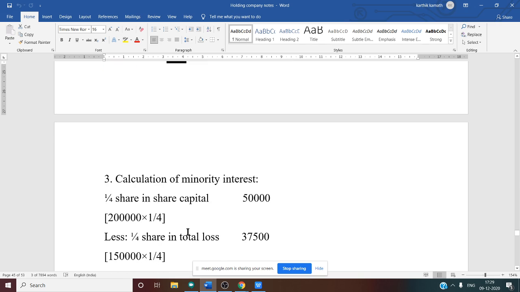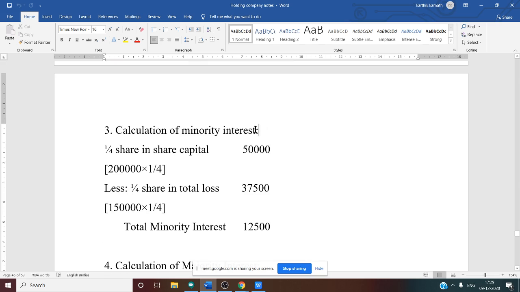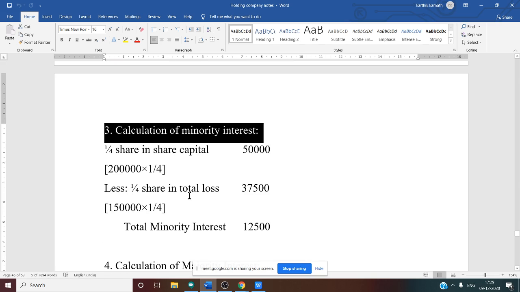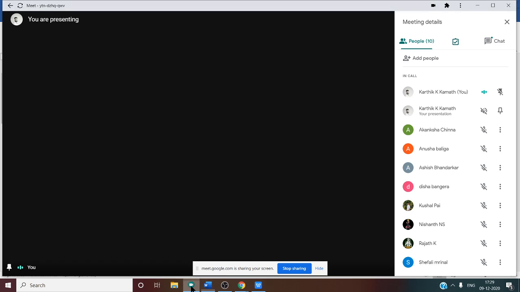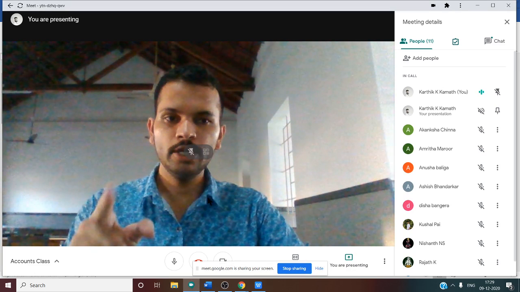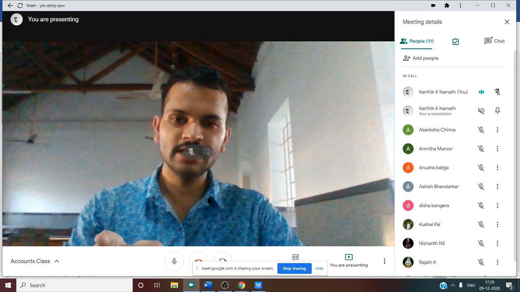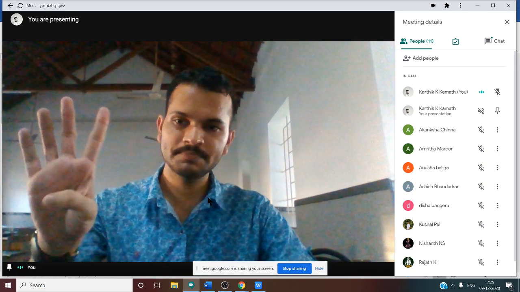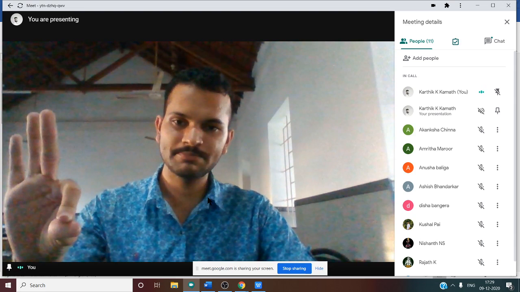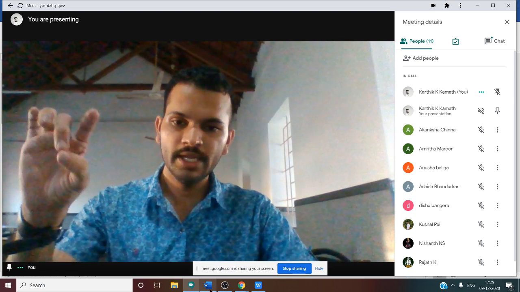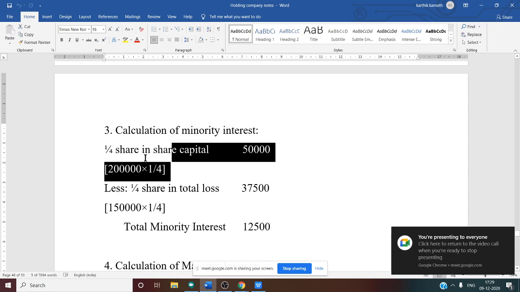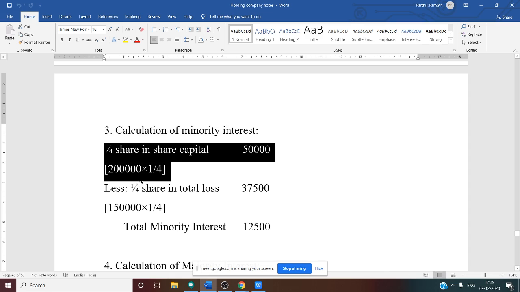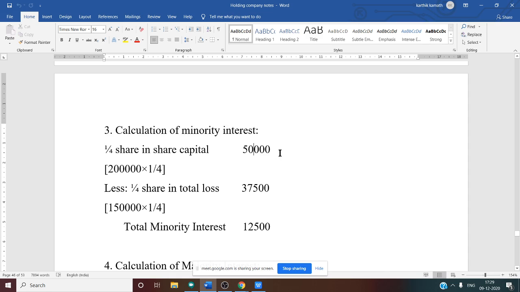So now you can easily calculate the minority interest after knowing the fraction. In this problem, minority interest calculation, usually what we were doing is capital of the subsidiary, total profit of the subsidiary, total reserve of the subsidiary. In this problem there is no total reserve, only two pieces of information. See this, 1 by 4 share in share capital of subsidiary. Share capital of subsidiary 2 lakh into 1 by 4, if you do, you will get 50,000.